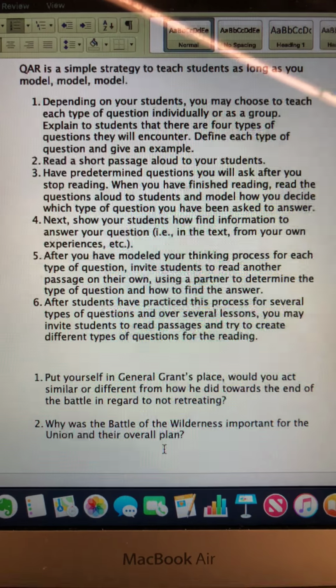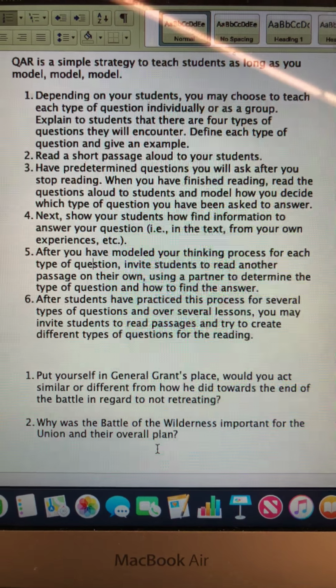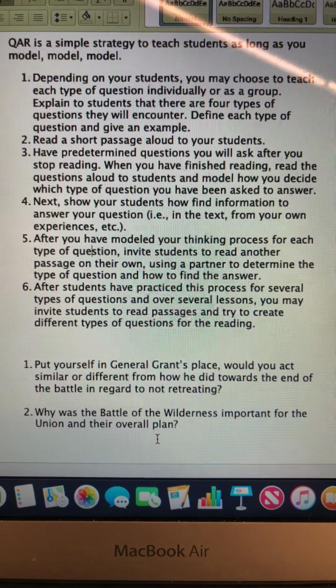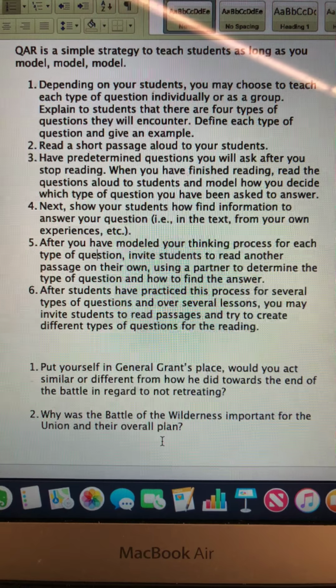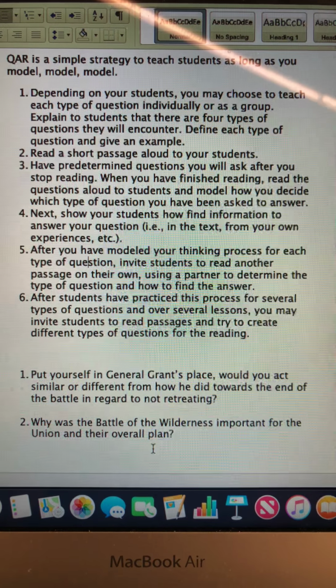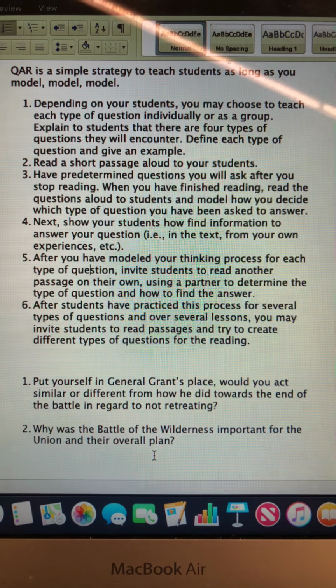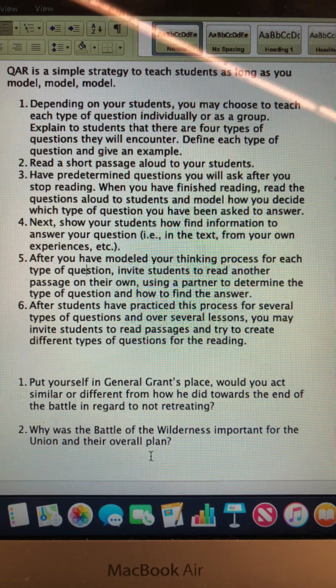So if you look at the bottom, I formulated 2 questions that we'll use with the Battle of the Wilderness article I found from history.com. Both this and the article will be provided in the link. So the first question says, put yourself in General Grant's place. Would you act similar or different from how he did towards the end of the battle in regard to not retreating?